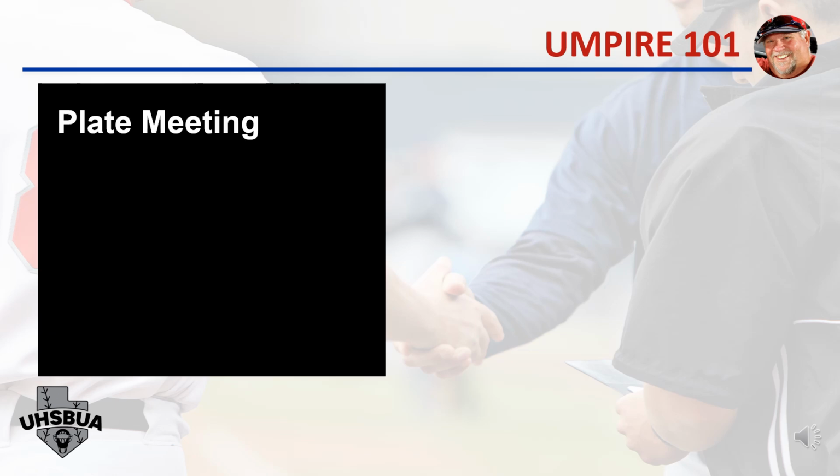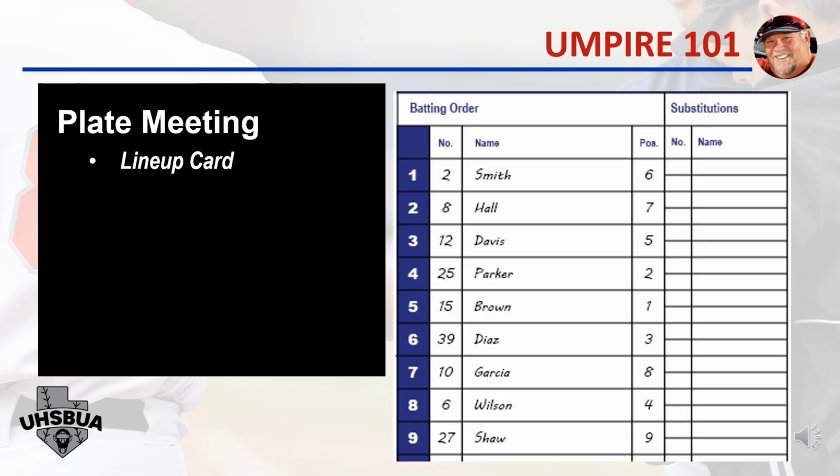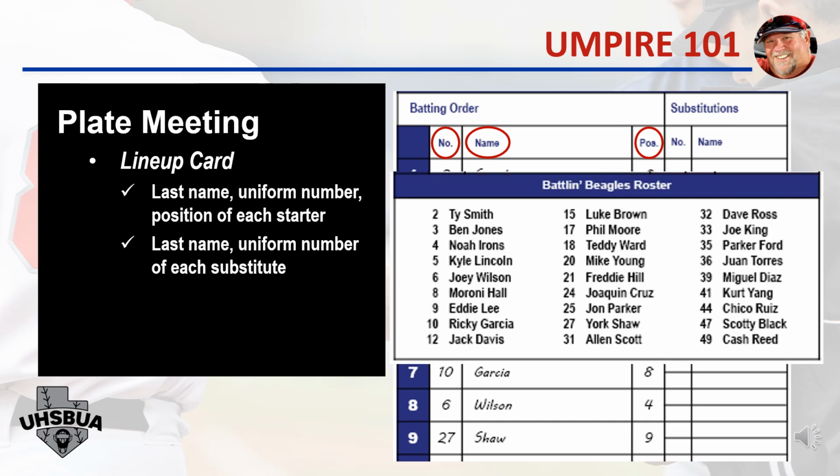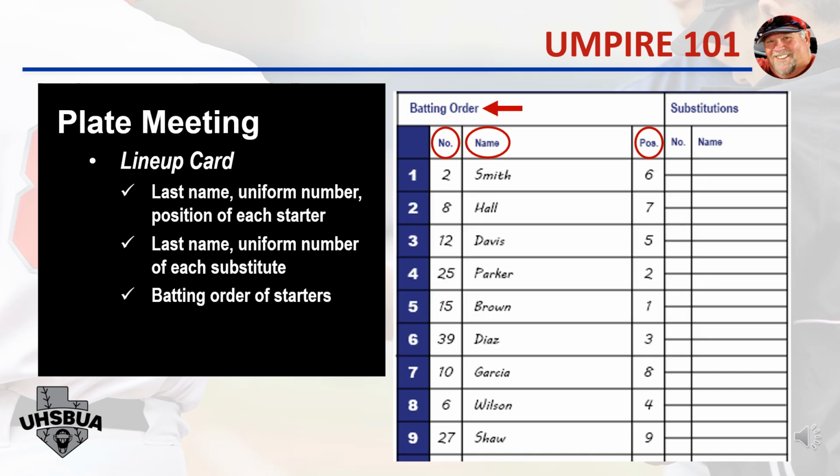After the umpires introduce themselves to the head coaches, the plate umpire requests and inspects the lineup card from each coach, home team first. A visual inspection should reflect that the lineup card provides the last name, uniform number, and position of each starting player, as well as the last names and uniform numbers of substitutes. Each team's lineup card should list the batting order. A pitcher must be listed among the starters.